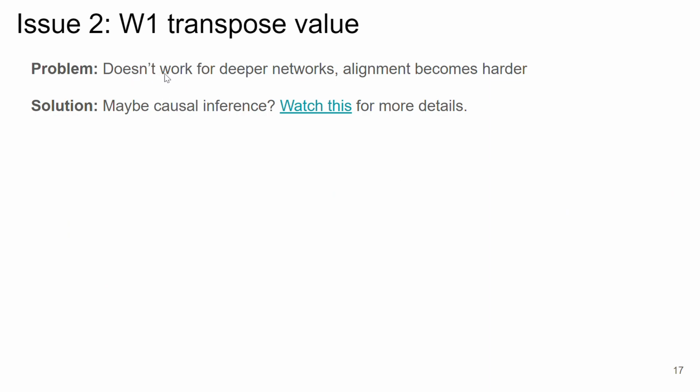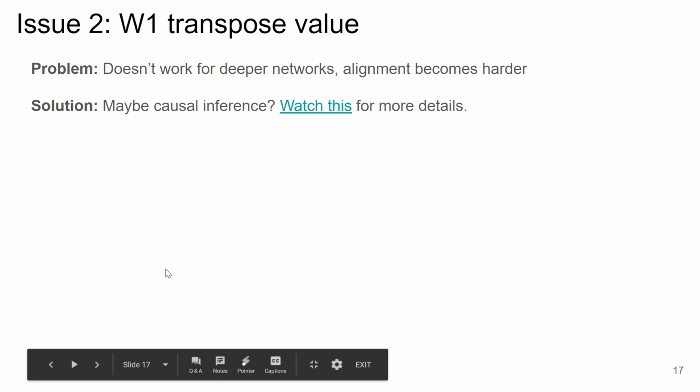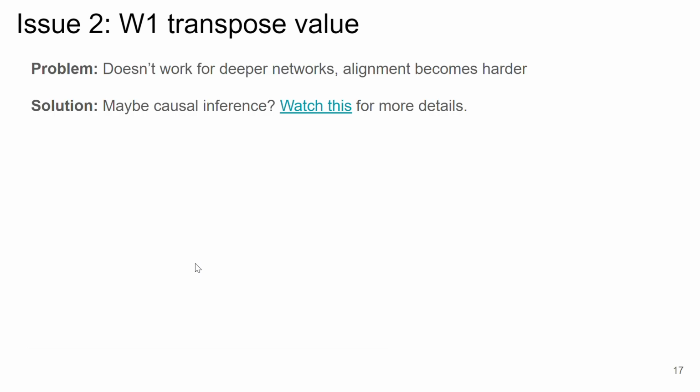The problem with this is that it doesn't work with deeper networks because alignment becomes harder. So assume that you have like 100 layers and you're updating the weight at layer one, and you don't have access to the next 99 layers' weights. It's very hard to align the whole gradient based on just these layer one weights because we are in a very high dimensional space. So it understandably gets harder. Blake argues that the solution may be causal inference, and it is explained more in this video. I won't be getting into the details here.